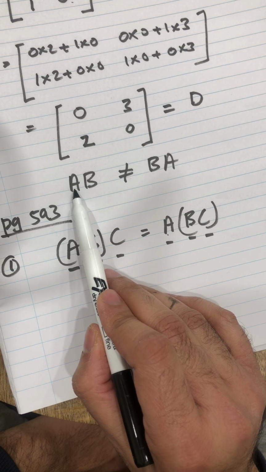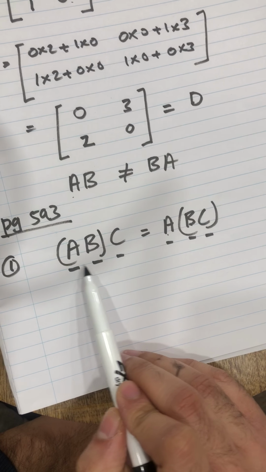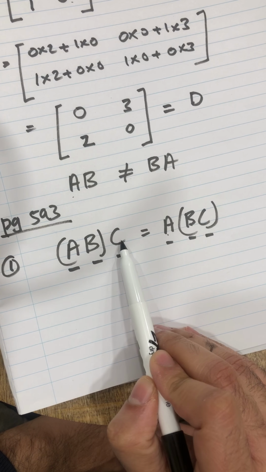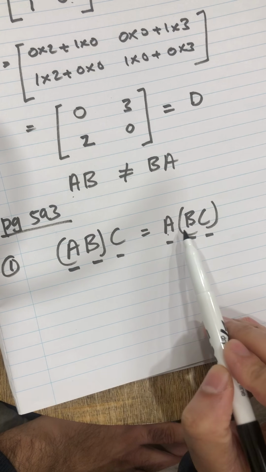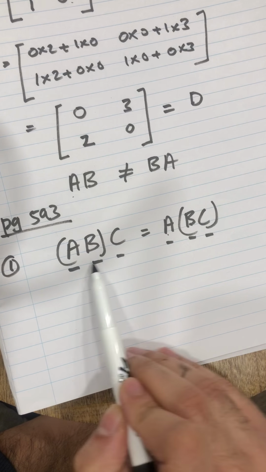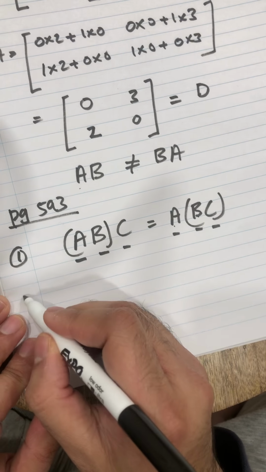Over here, I was doing A into B, but on this side I was doing B into A, which switches the order. Over here, I'm just finding this first and then multiplying it by this. It's the same as taking A and then multiplying into B into C. So none of the orders are changing. So this rule is true.